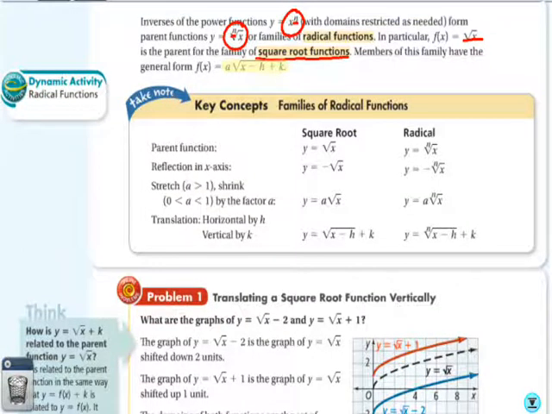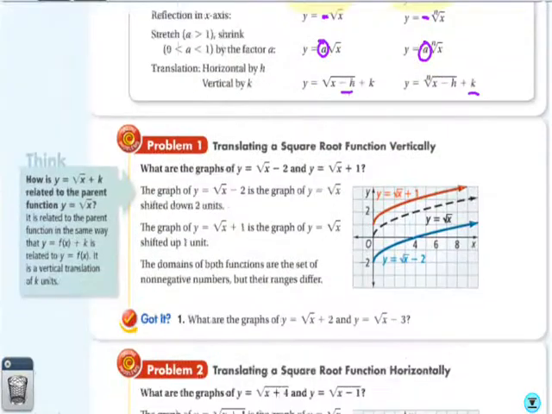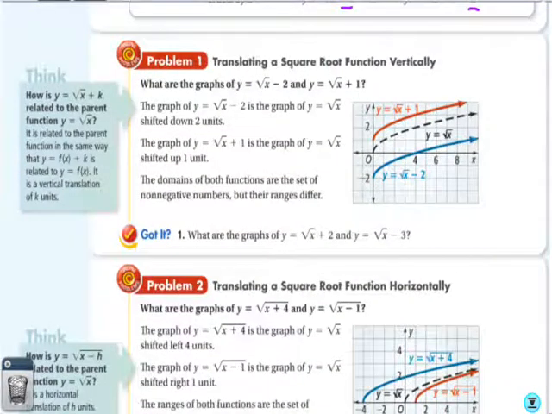Okay, so some key concepts. We have the square root function right here, the radical function right here. If we wanted to reflect it in the x-axis, we would just put a negative outside, right there and right there. If we want to stretch or shrink, then we would put an a out front. This should all seem very familiar. And then a translation horizontally by h and vertically by k. Those should all seem very, very familiar. Okay, same letters we've been using for absolute values and quadratics and everything else.